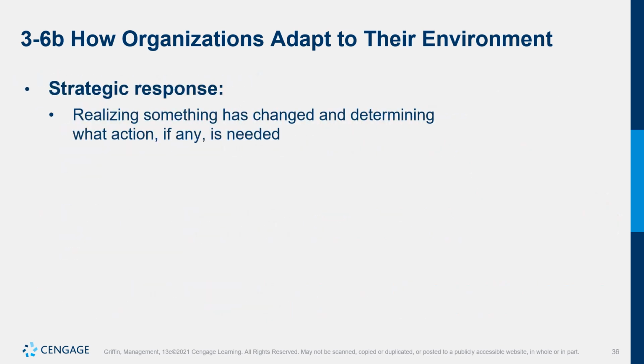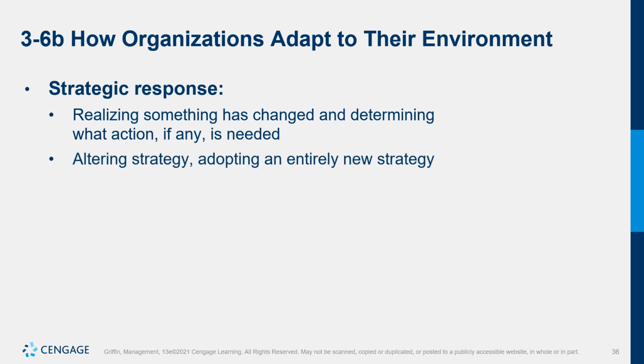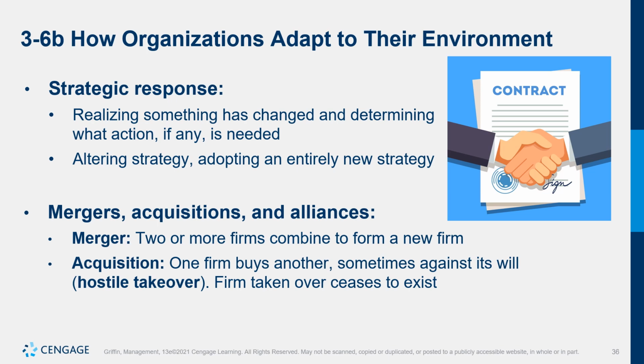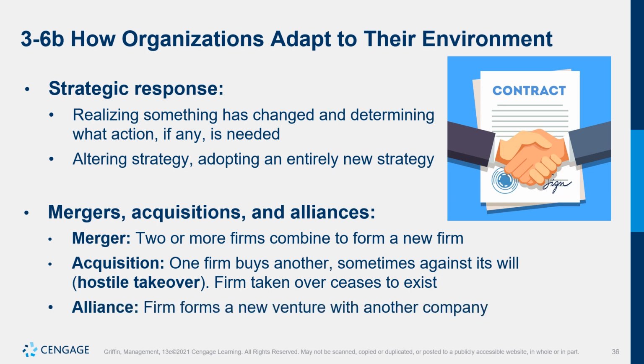Strategic response refers to realizing something has changed and determining what action, if any, is needed, and altering strategy, adopting an entirely new strategy. Other strategies involve mergers, acquisitions, and alliances. Mergers are two or more firms which combine to form a new firm. Acquisition means one firm buys another, sometimes against its will, what is called a hostile takeover. A firm taken over ceases to exist. An alliance refers to firms forming a new venture with another company.